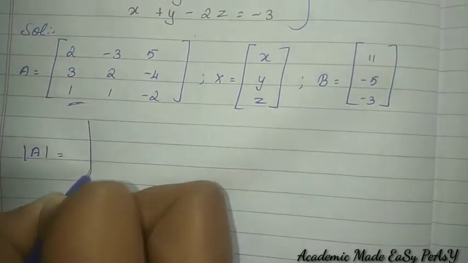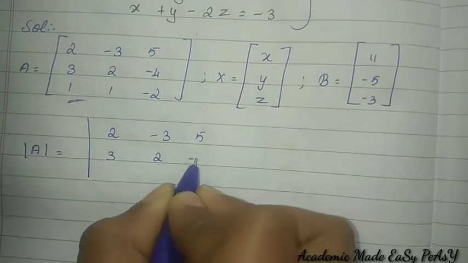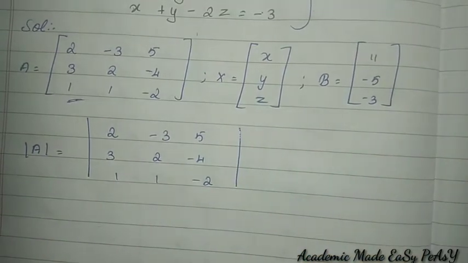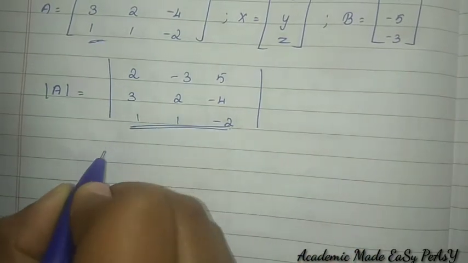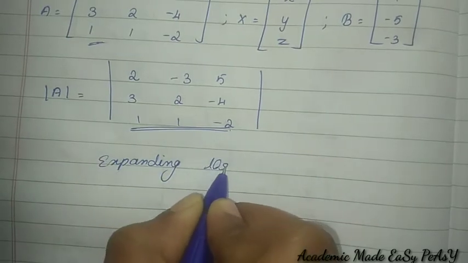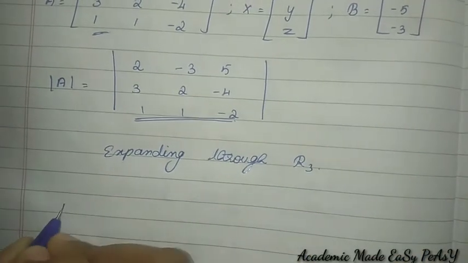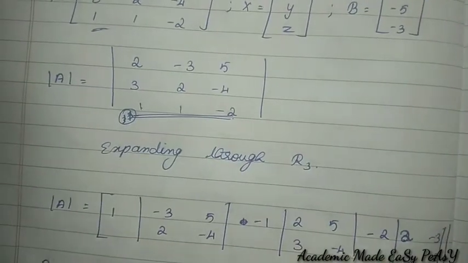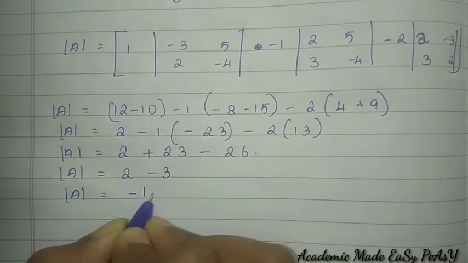So before that we will try to find the determinant. So minus 3, 5, 3, 2, minus 4, 1, 1, minus 2. So now let's start finding. So I will be expanding through the row 3, R3. So determinant A is equal to minus 1.